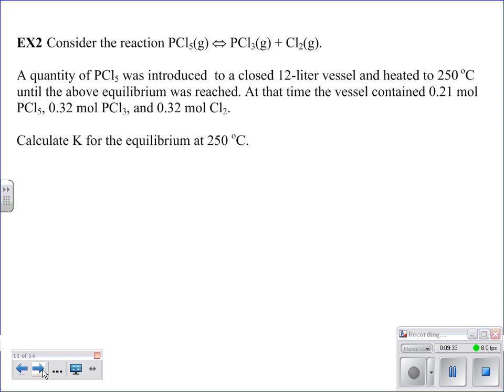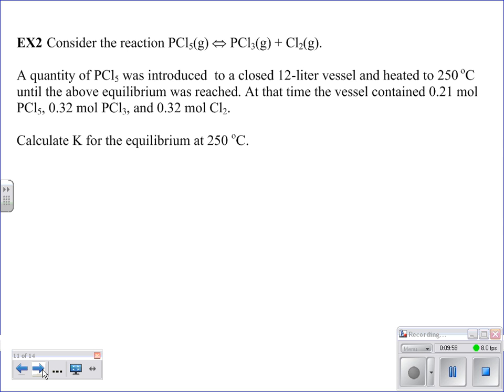So we read through here, we see our reaction, and it says that a quantity of PCl5 was introduced to a closed 12-liter vessel and heated to 250 degrees until the above equilibrium was reached. At that time, the vessel contained 0.21 moles of PCl5, you have your moles of PCl3, and your moles of Cl2. So calculate K for the equilibrium at 250 degrees.